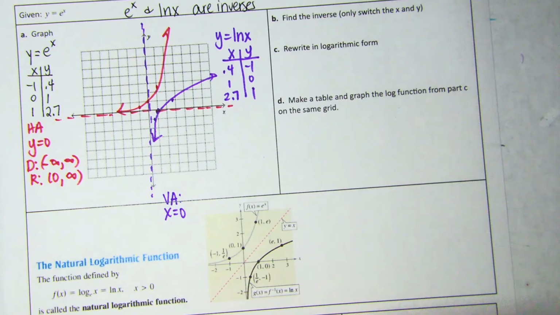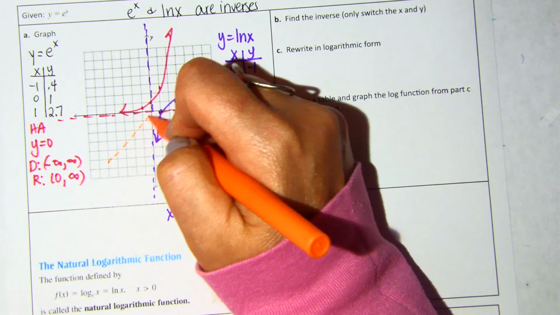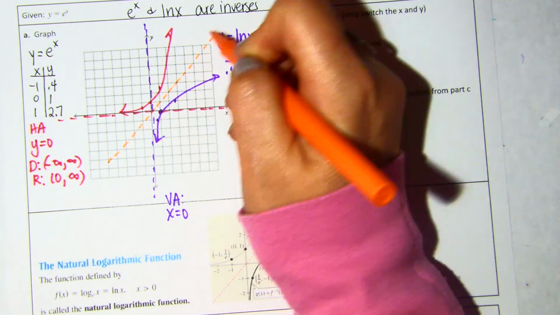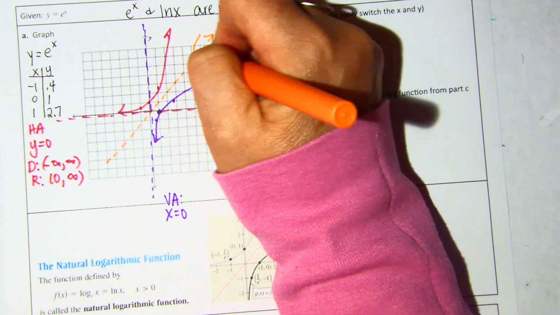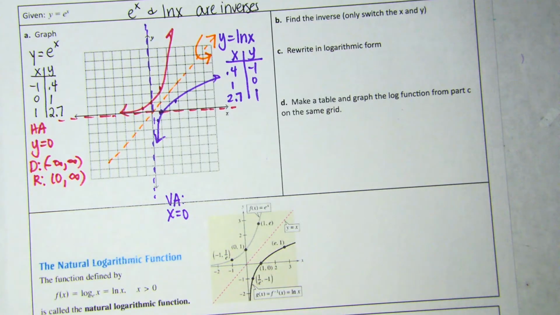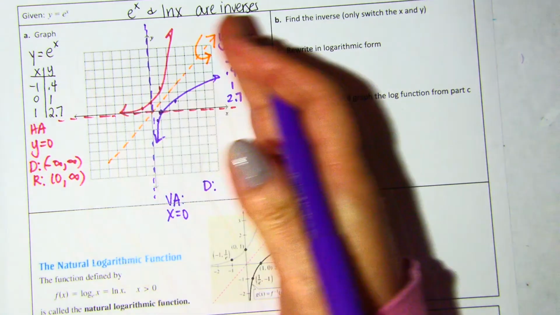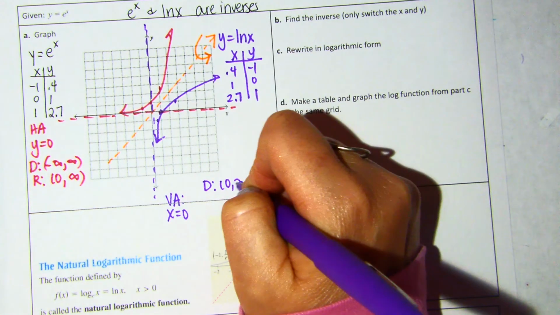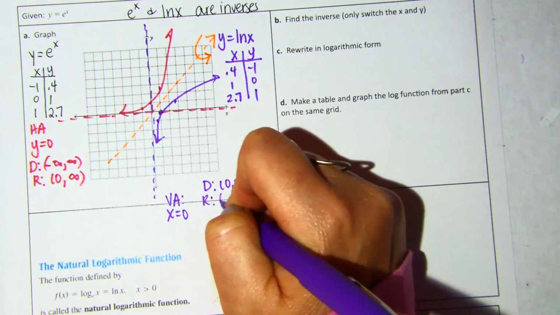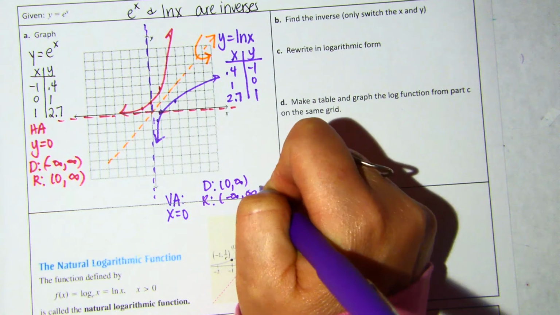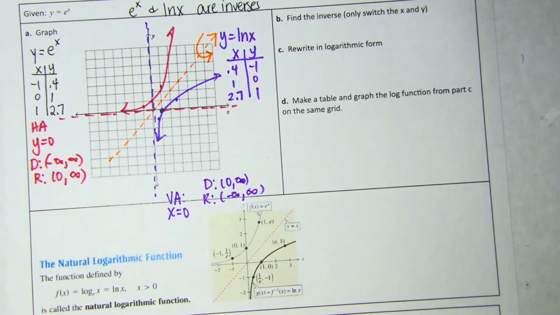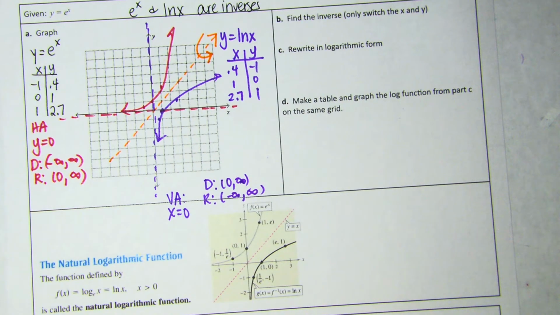And remember, just like on the other side of this paper, when we did regular logs, it's just a reflection about the line y equals x. So the domain and range are flipped. This is 0 to infinity, and the range is negative infinity to infinity. Wow, my infinity symbols are getting a little lazy there. So that's the basic idea.